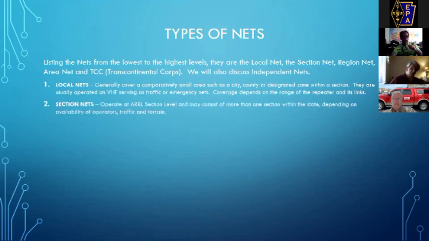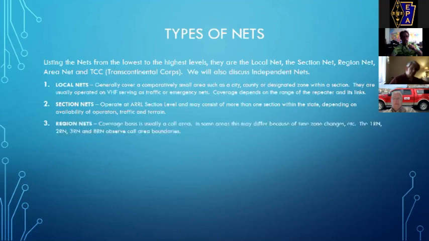Section nets operate at the ARRL section level and may consist of more than one section within a state, depending on the availability of operators, the amount of traffic being handled, and the terrain that influences the propagation of the radio signals. Regional nets cover the basis. Usually it's a call sign area.